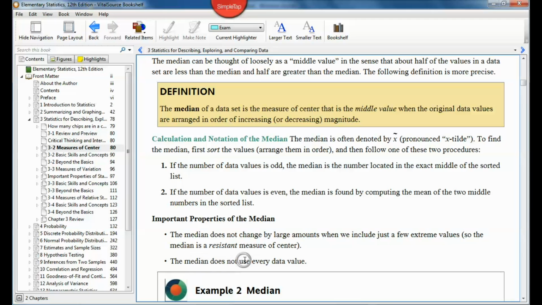The median does not use every data value. So if you forgot what you made on a couple of test grades that were really high, that's not going to affect the median.